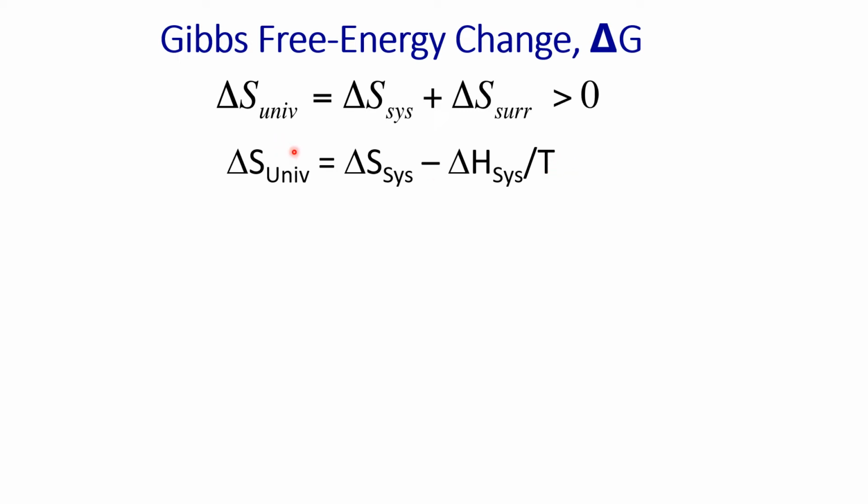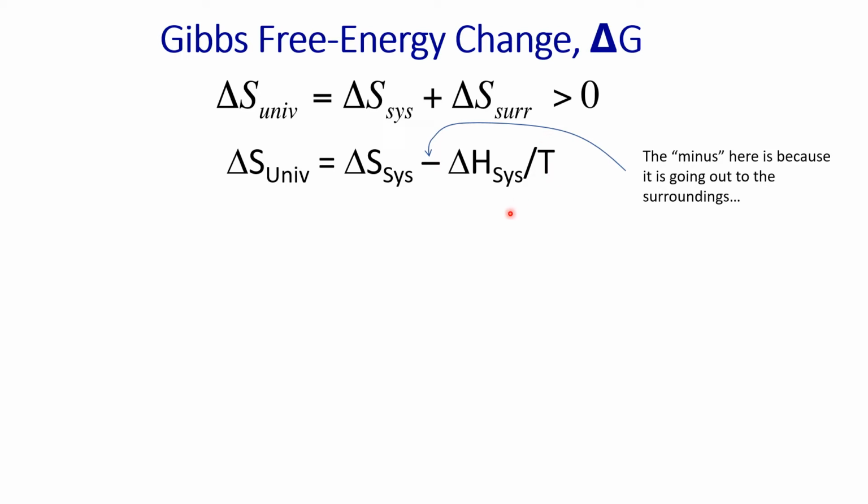But now we've said, we know how to measure the delta S of the system. That's what we spent last week on. And now we're going to talk about the delta H coming off of our system, which gives us the negative, but it has to be divided by T.